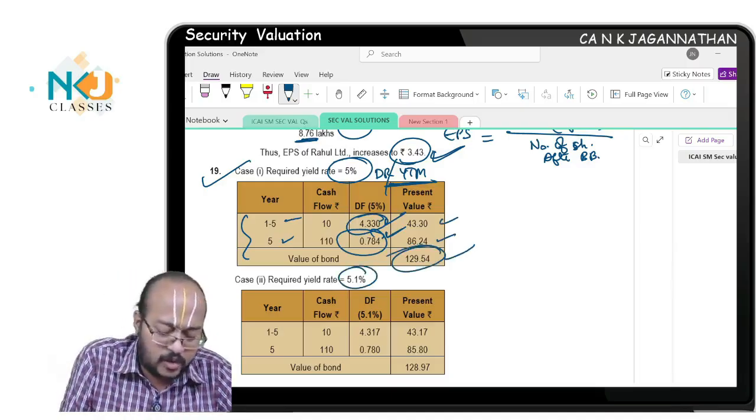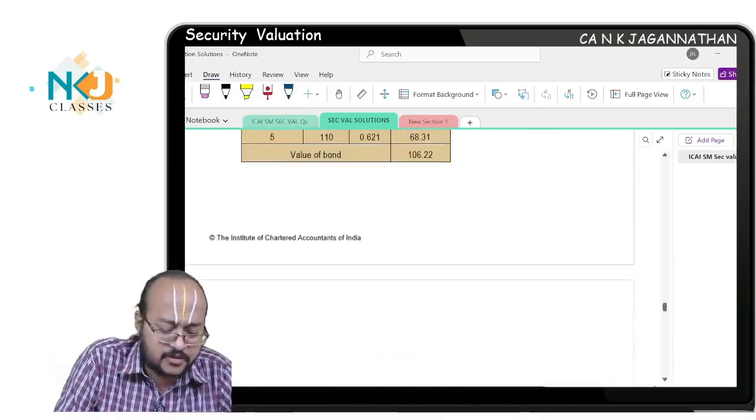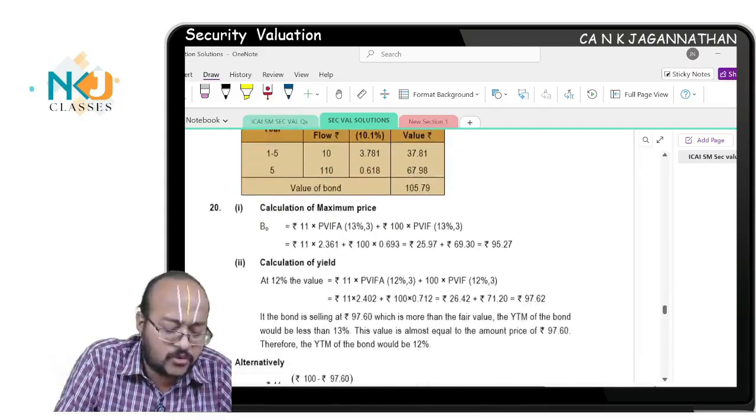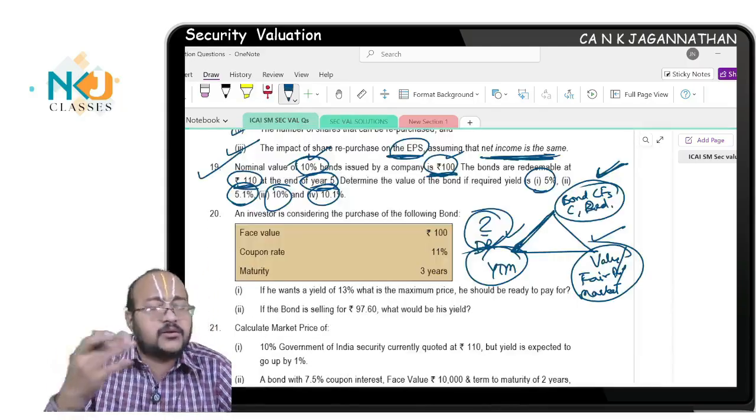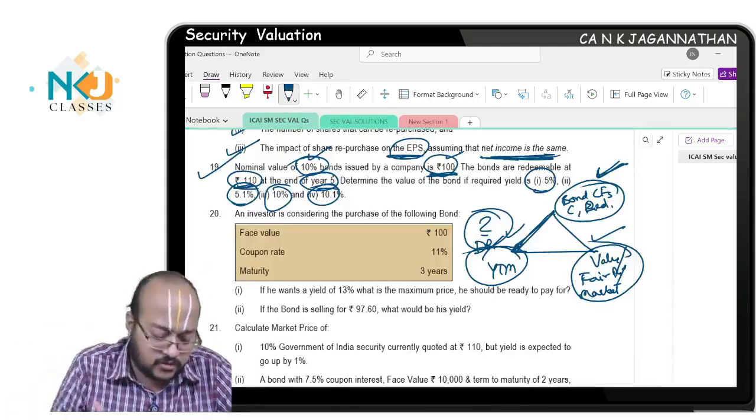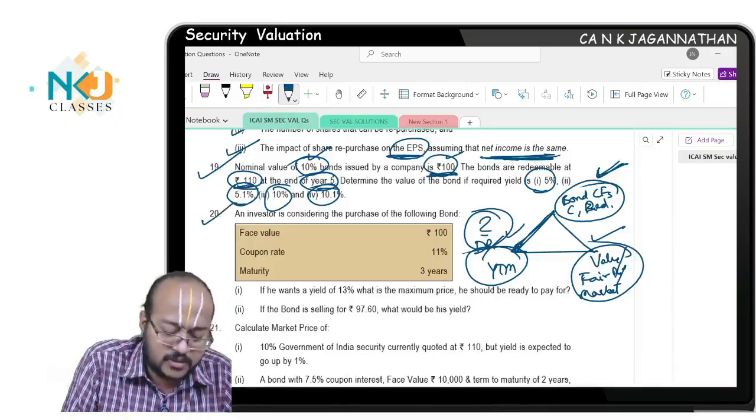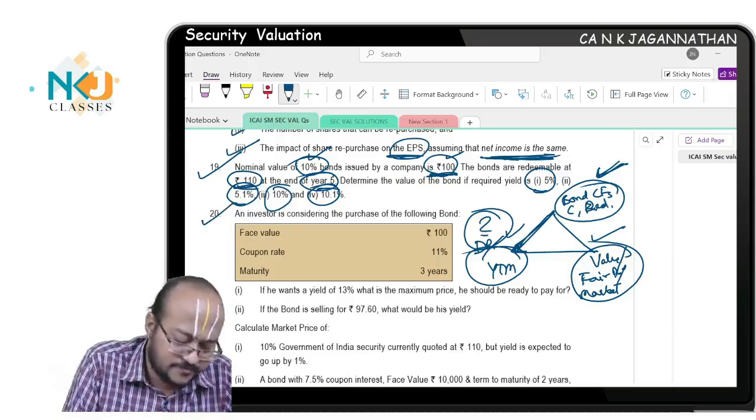Okay, case 2, 5.1% discounting factor, nothing new. Discounting rate you change and find out. Different discounting rates are given, find out the value. Next, nothing big in this question. Okay, no need to practice. Okay, question number 20, simple straightforward question.